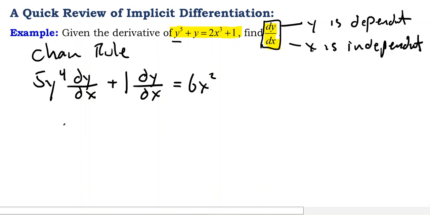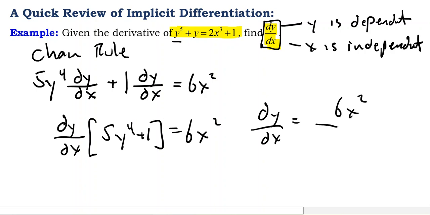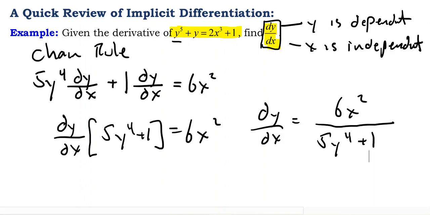Then to solve this for dy/dx, we can factor out on the left-hand side, just a little bit of algebra left here. And so then dy/dx will be equal to 6x squared over 5y to the fourth plus 1. So I have some videos on implicit differentiation. You can go back and you can review those for a little bit more in-depth analysis on that.